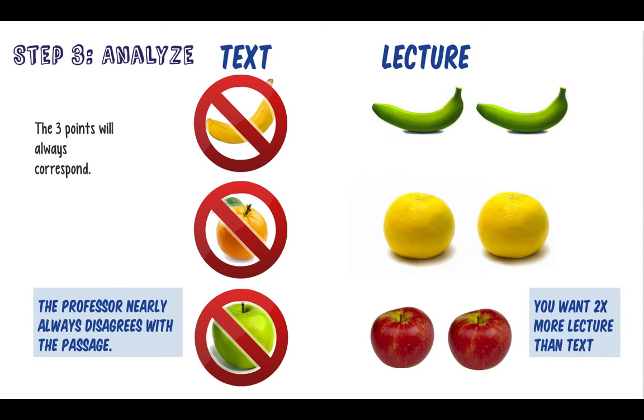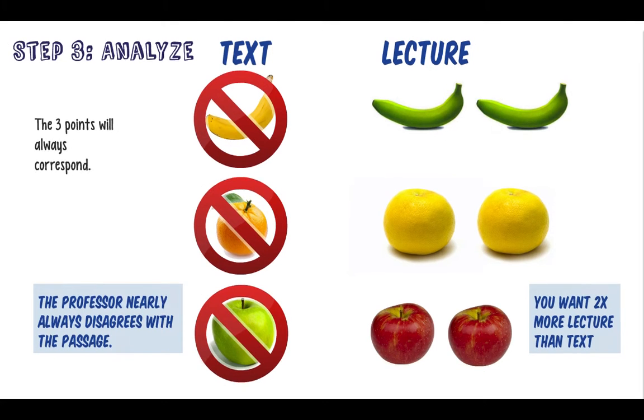And finally, these points will always correspond, as I said, but it's possible that maybe the text talks about bananas, then oranges, then apples, but the professor might talk about oranges, then bananas, then apples. But the points are still the same. It's just the order can change a little bit. That's not the most common thing, but it's possible.